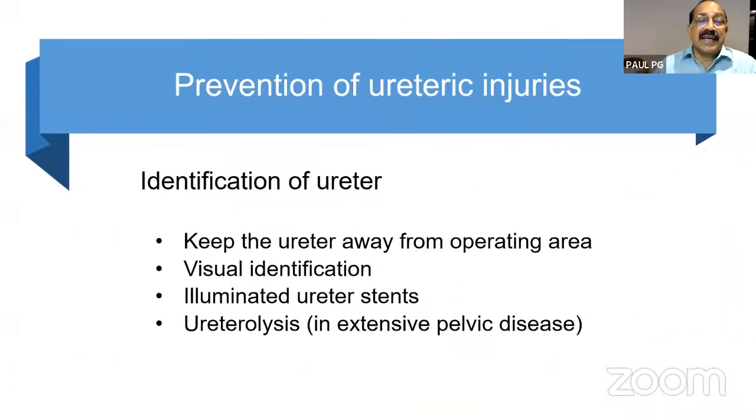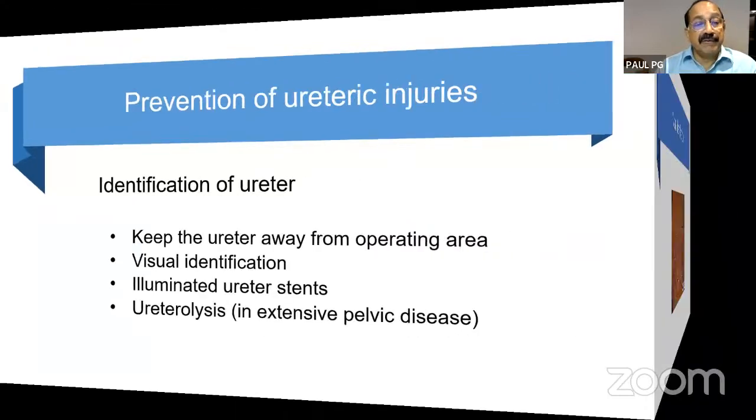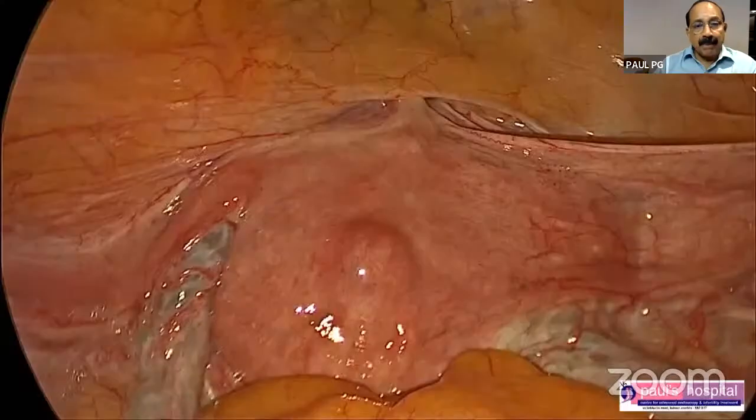Probably the surgeons are standing on the left side. That may be one reason. How do we prevent ureteric injuries? All of us have been taught to identify the ureter. So you have to keep the ureter away from your operating area, either by visualizing it, or sometimes we used to have illuminated ureters long back. And nowadays, the majority of our youngsters do ureterolysis before they perform any difficult endometriosis surgery.